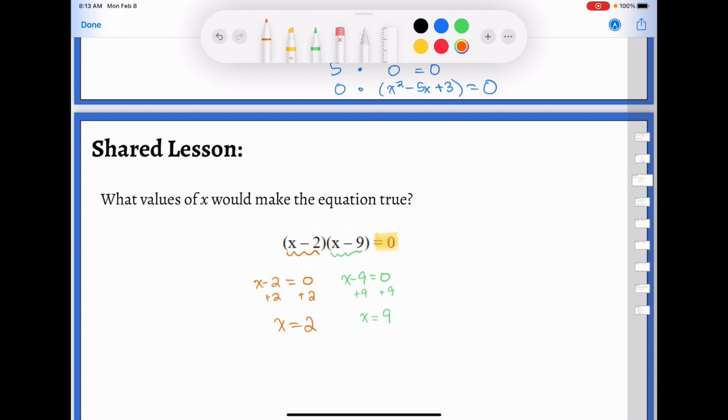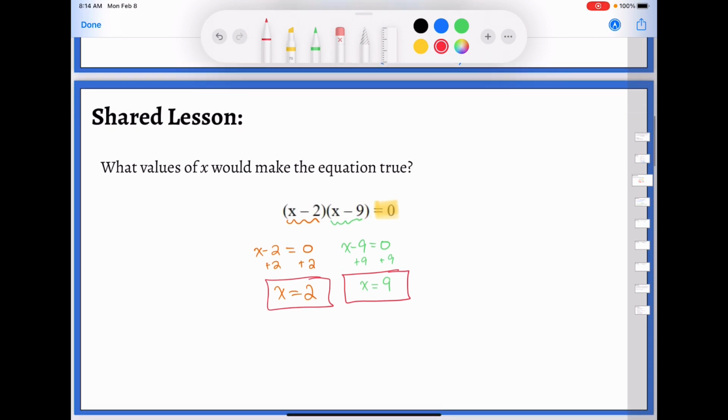Because this first parenthesis would be 0, so it would be 0 times x minus 9, which would equal 0. So here are our 2 solutions to my quadratic equation when it's set equal to 0. I could take either one of the factors and make it equal 0. If I have these factors, 2 things that are multiplied together, if I could make either one of those factors equal to 0, the whole thing will equal 0. So those are my solutions, right?